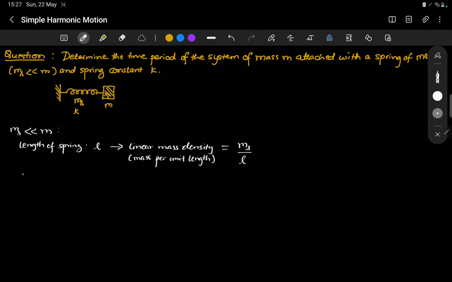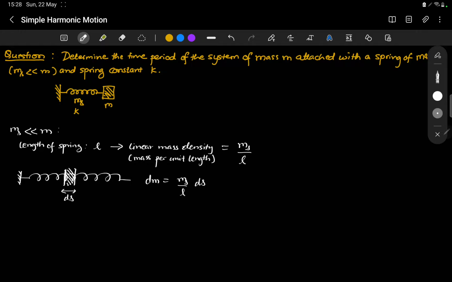Now let us draw this spring again. If we consider an element of the spring, the element of length ds, so this length is ds, the mass of this element is going to be dm, the mass density times the length of the element.